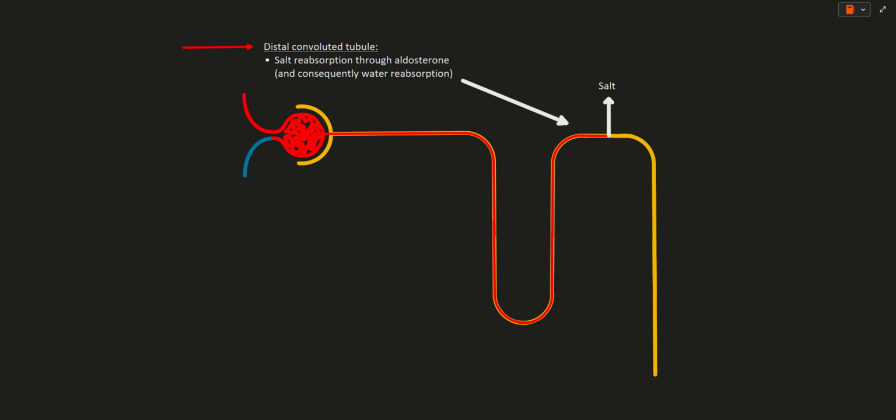Next, blood enters the distal convoluted tubule. Here, salt reabsorption occurs through the steroid hormone aldosterone. Because water follows salt, both salt and water are reabsorbed by the distal convoluted tubule.